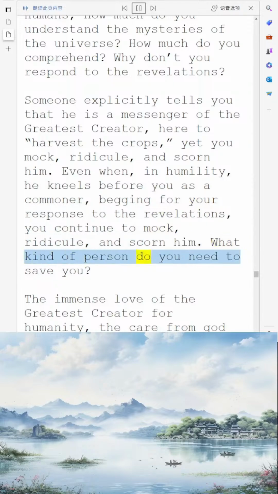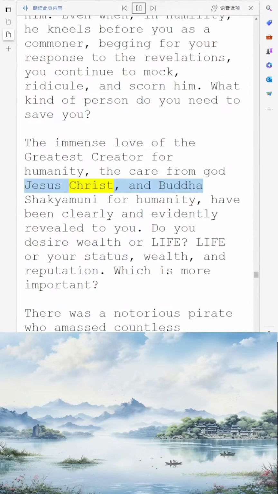What kind of person do you need to save you? The immense love of the greatest creator for humanity, the care from God Jesus Christ, and Buddha Shakyamuni for humanity have been clearly and evidently revealed to you. Do you desire wealth or life? Life or your status, wealth and reputation? Which is more important? There was a notorious pirate who amassed countless treasures.